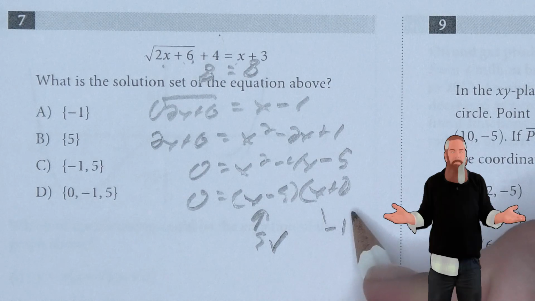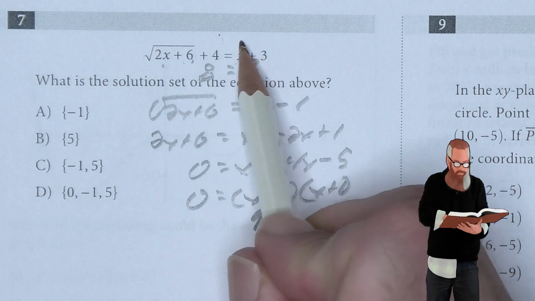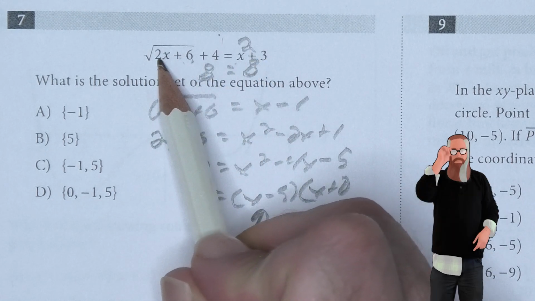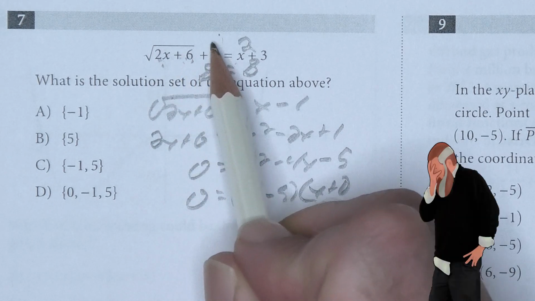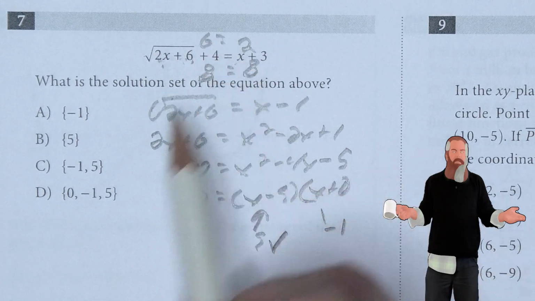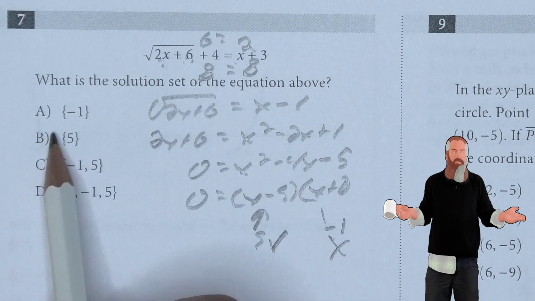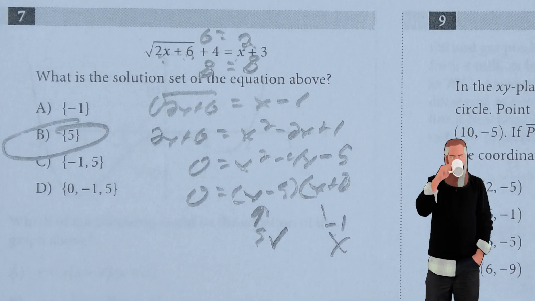The question is, does negative 1 work? Negative 1 would give me a 2 on the right. Negative 2 plus 6 would give me 4. The square root of 4 being 2, plus 4 is 6. That is not a solution. So we wind up with simply B, the set of 5, as the answer.